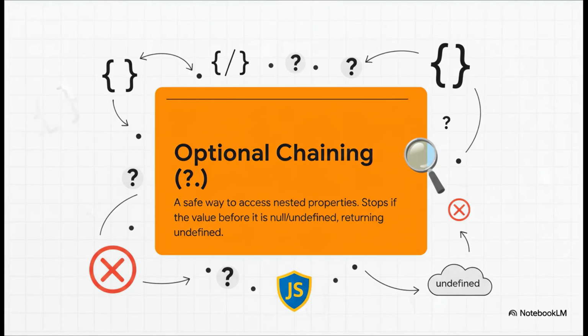I want you to meet optional chaining. It's just a simple little question mark syntax. And here's the magic. It's a totally safe way to dig into nested objects. If the thing before the question mark is null or undefined, the whole expression just stops right there and politely returns undefined. No error, no crash, nothing.